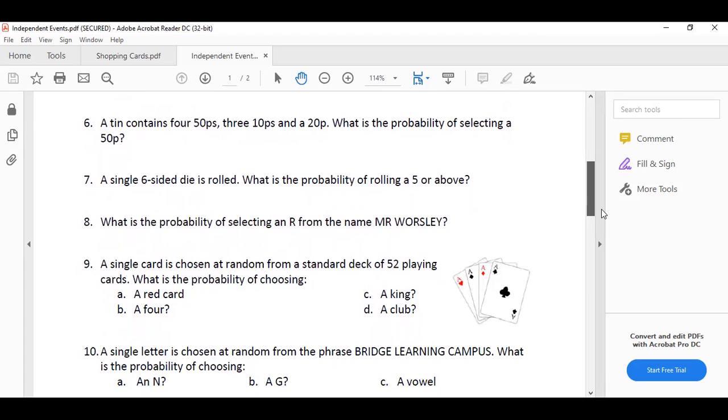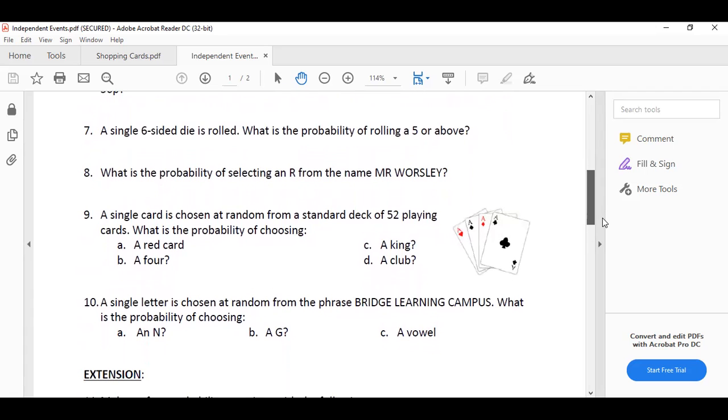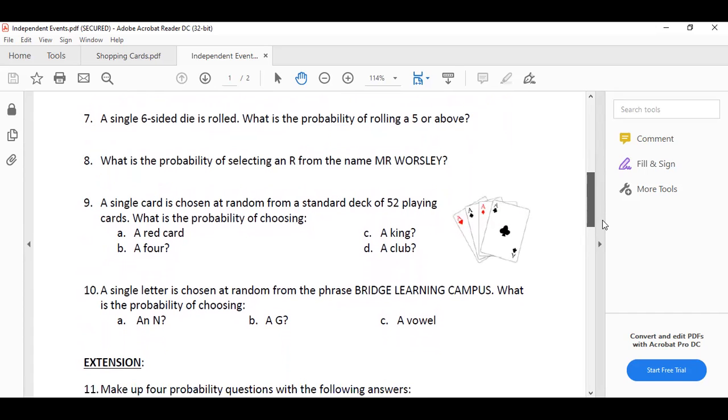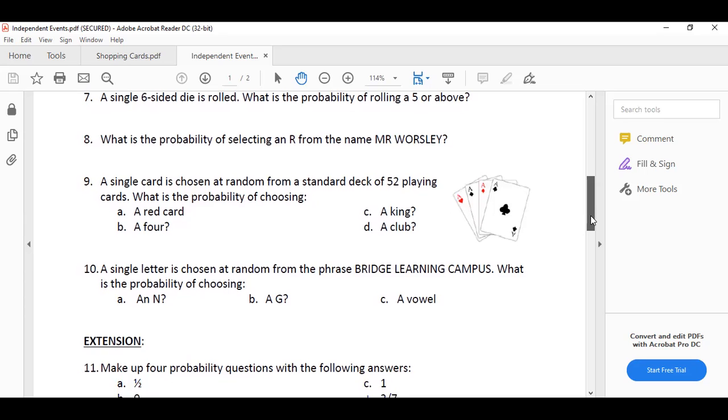Number 6, a tin contains 4 50p's, 3 10p's, and a 20p. What's the probability of selecting a 50p from those coins? A single 6-sided die is rolled. Sorry, this is question 7. What is the probability of rolling 5 or above? Key word there, or above. Number 8, what is the probability of selecting an R from the name Mr. Worsley?